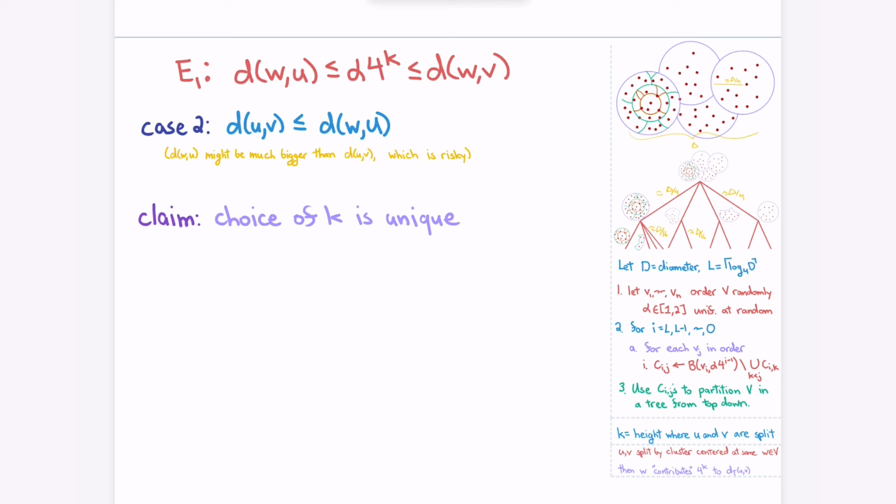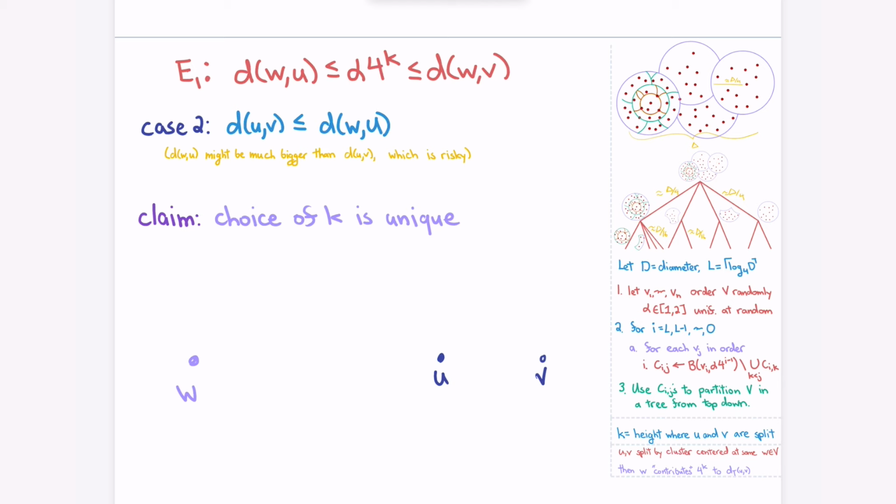Okay, so in the interesting case, you have something that's more like this. You have U, you have V, and so this is the part that's sort of dangerous, right? W is here. Now there could be a really big circle that captures U but not V, and then that will assign a really big overestimate on the distance. So that's what I'm worried about.